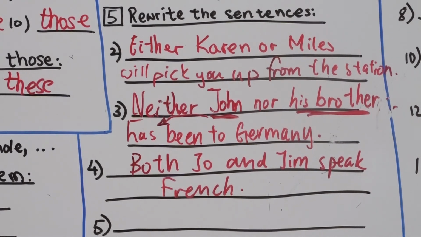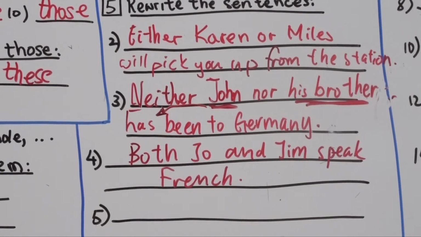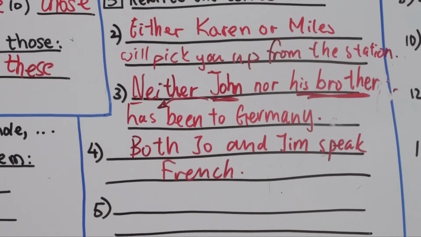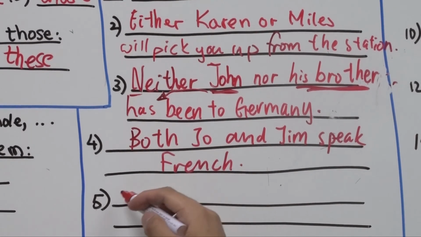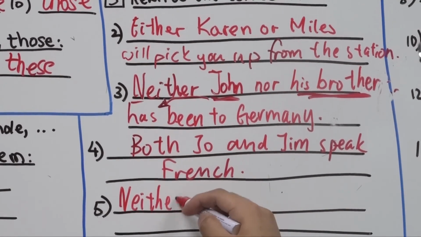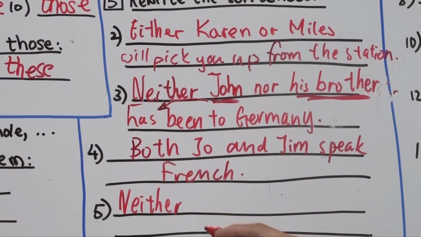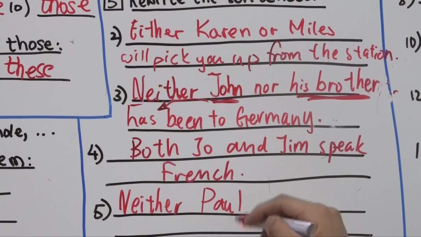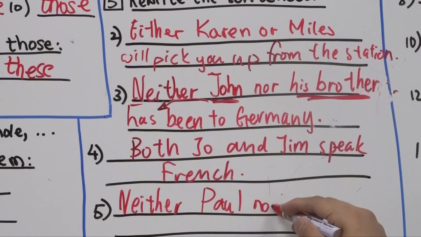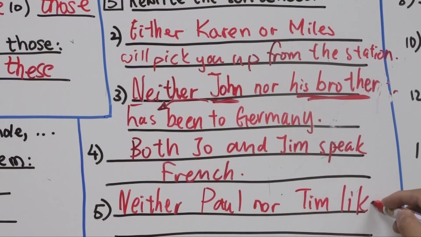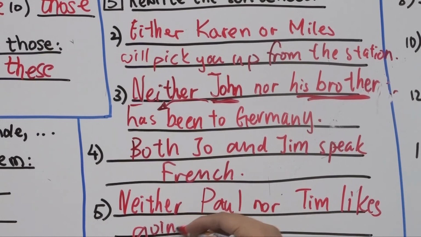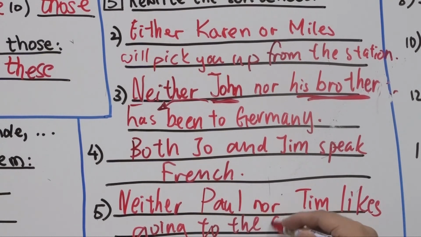Alright, last one together, number 5. Paul doesn't like going to the cinema. Tim doesn't either, okay? A negative and either will become neither, right? So neither. Who are the people again? Paul and Tim. So neither Paul, and then of course in between we have to write nor, Tim, likes going to the cinema. Okay, so neither nor is just the opposite of either or, okay?